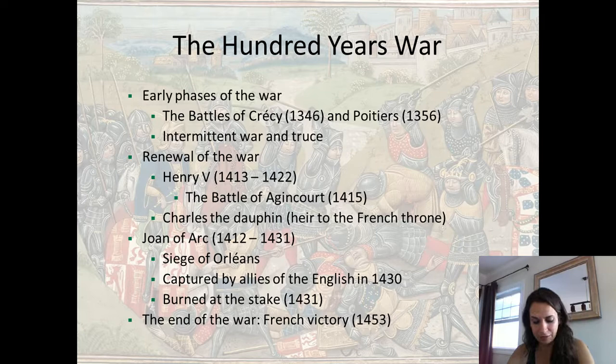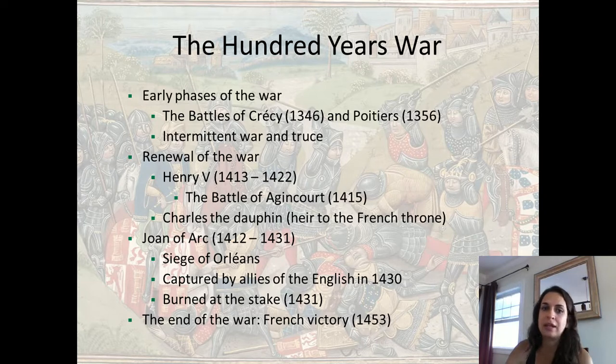And from England, we have Henry V, who takes advantage of a situation in France when some dukes of France are actually at war with each other. So there's this sort of civil war taking place in France. And he figures this is as good a time as any to attack and try to finish what we started.